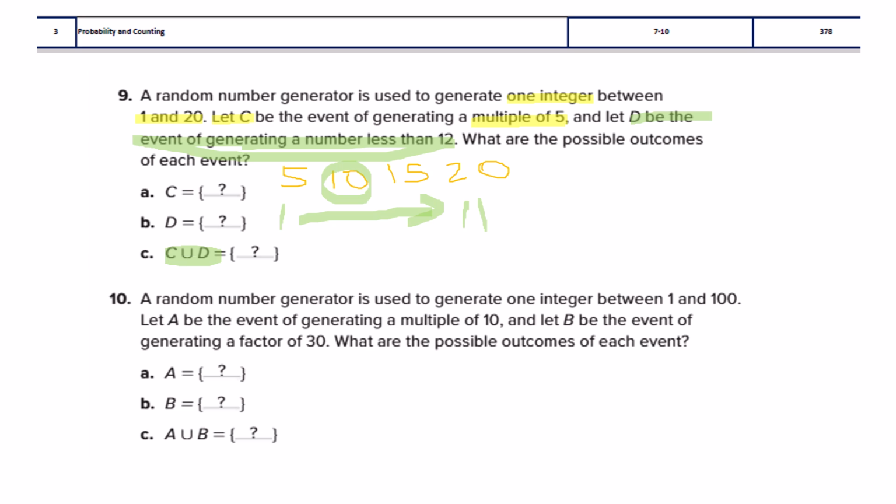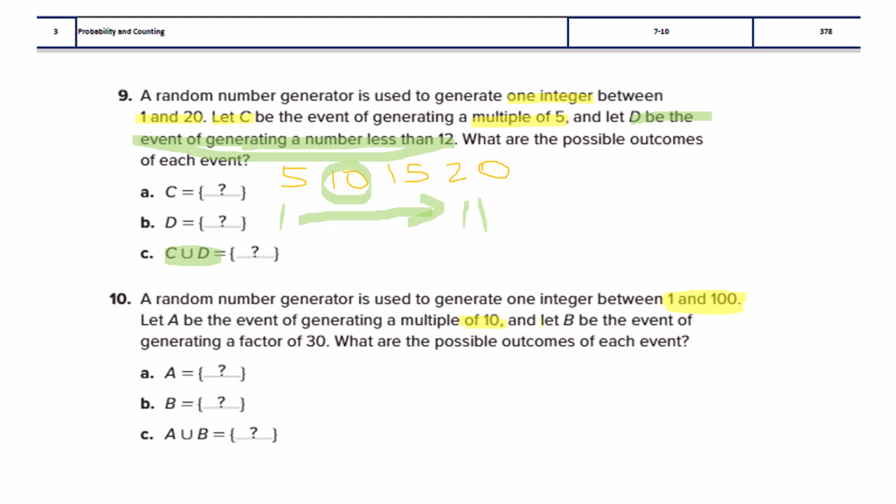Moving on to the next question. A random number is used to generate one integer between 1 and 100. Also know where you start and where you end, right? So this is very important. 1 to 100. Multiple of 10. What are your multiples of 10? 10, 20, 30, 40, 50, 60, 70, 80, 90, and 100.